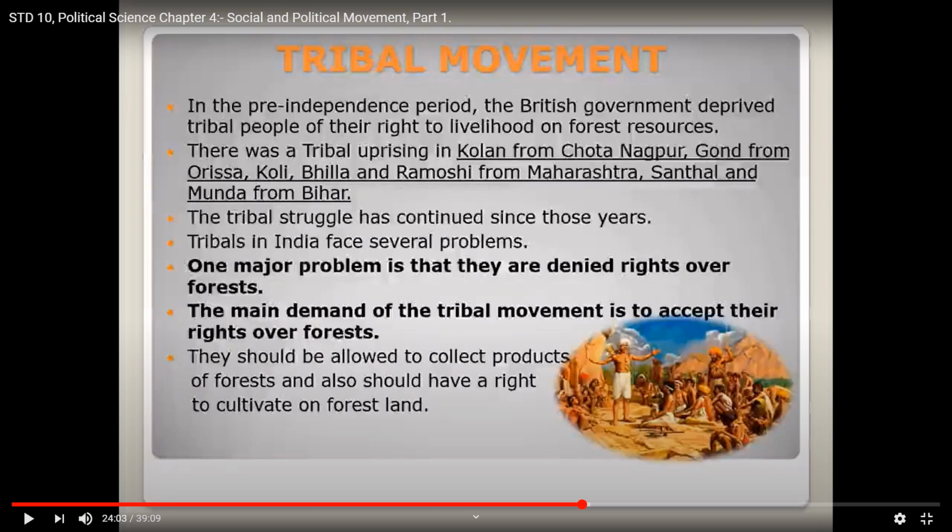Many of you may not know, but for example, the Santhal and Munda in Bihar are very strong people. Strong in the sense that they are socially very strong. They are a tribe, and they are the ones who organized these tribal movements. They are like heroes there, national heroes for them. They might not consider many of our other national heroes, but these are their national heroes. Okay. The tribal struggle has continued since those years. Tribals in India face several problems. One major problem is that they are denied rights over forest.